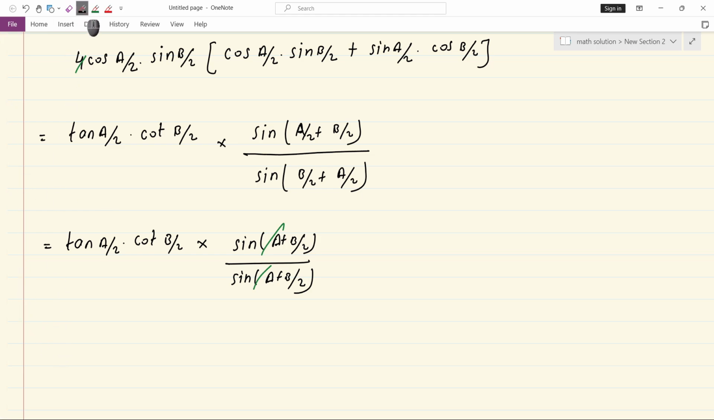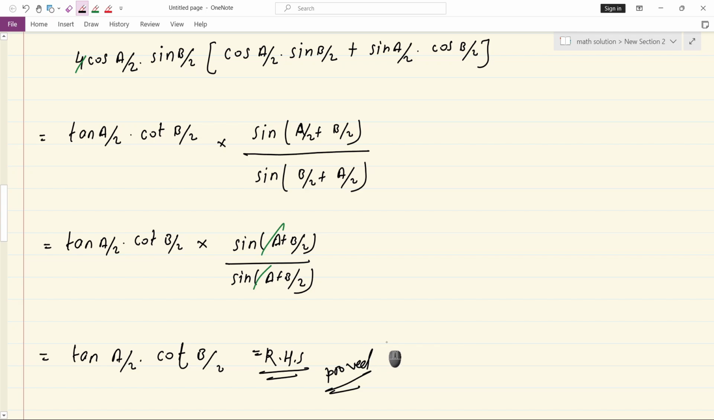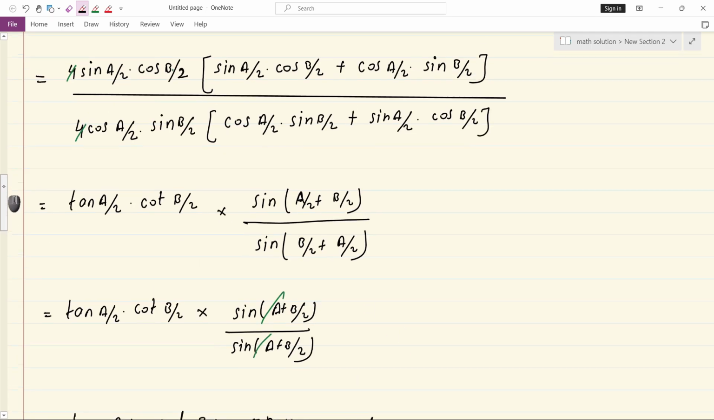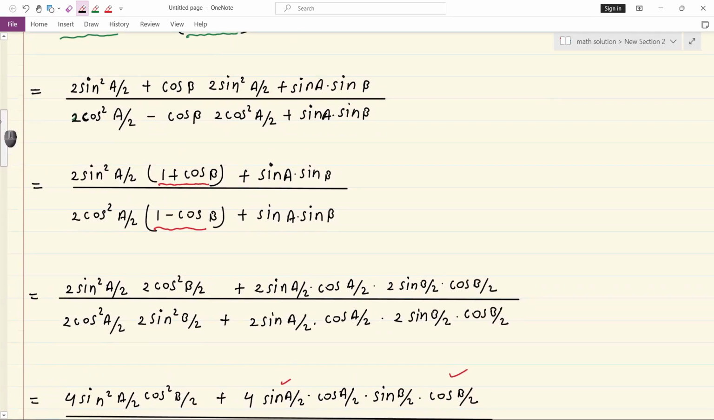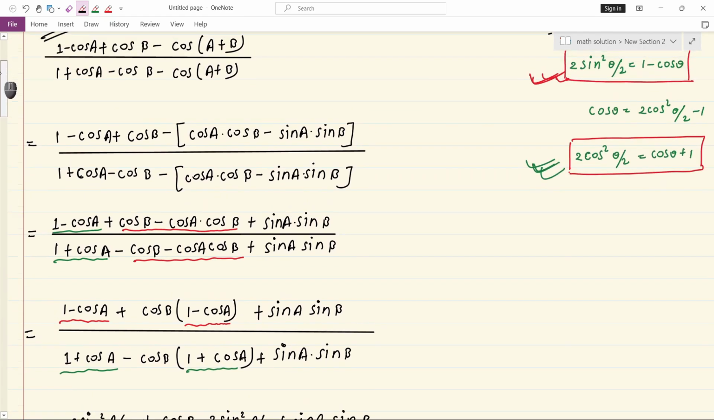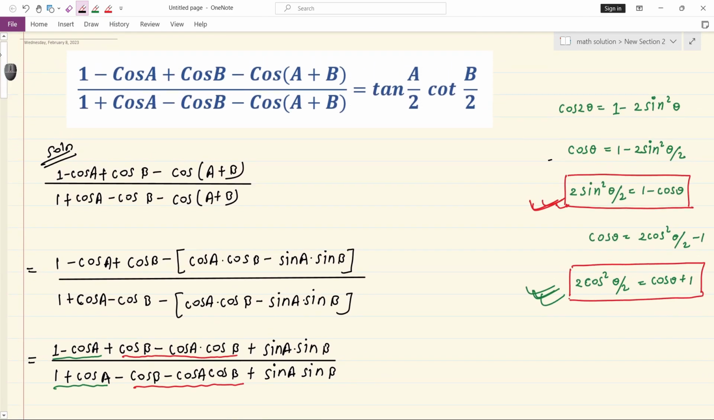So the remaining term we will get equals tan A/2 · cot B/2. So this is our right hand side, hence proved. This is how we are going to solve this. Thank you very much.